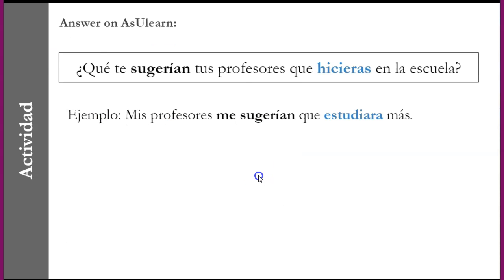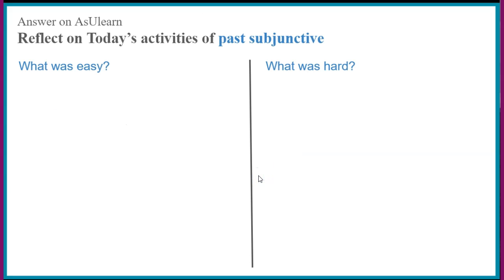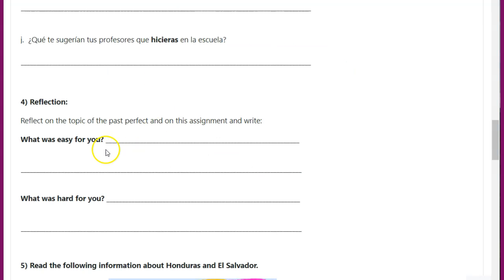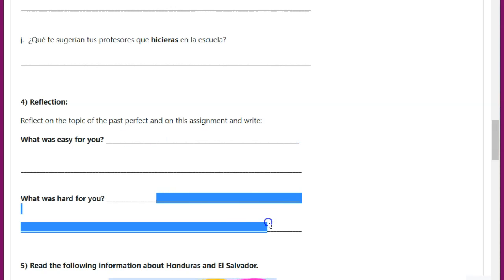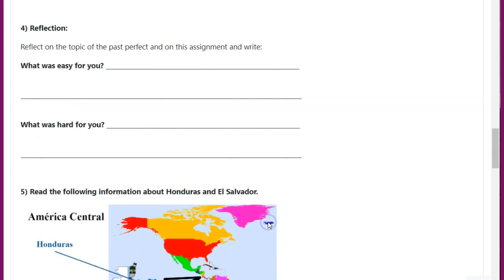We're going to do a reflection about this. I want you to reflect on today's activities of the past subjunctive. What was easy for you and what was hard for you. This is important for me so I can also give you feedback on any resources that you would need to help you with this topic.